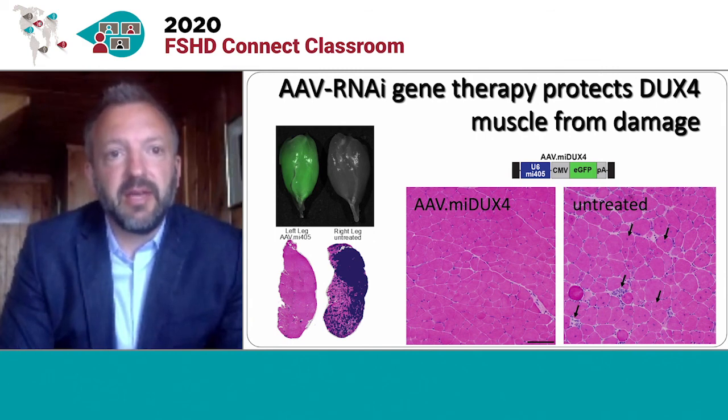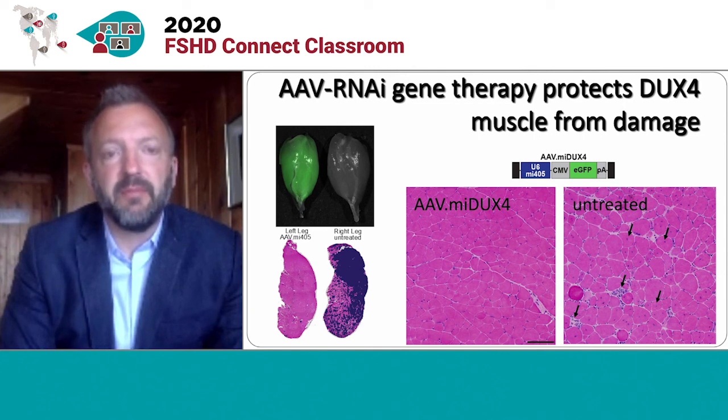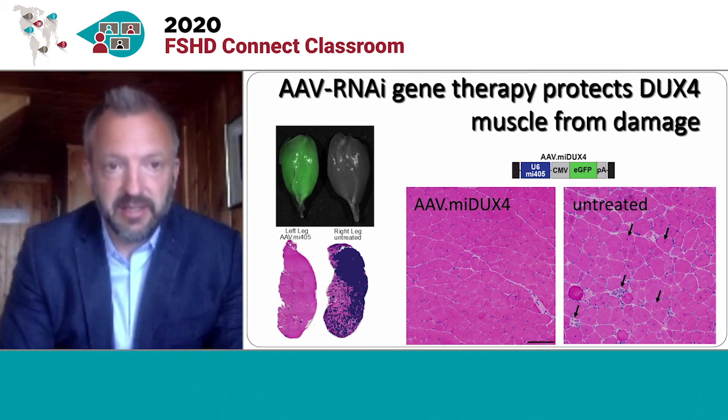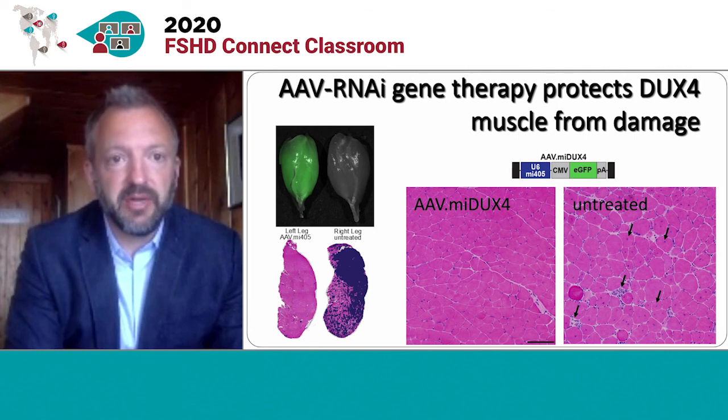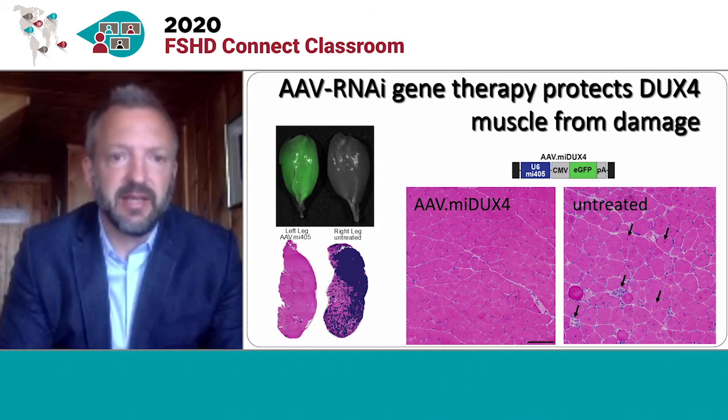And then finally, we look in mice. In this experiment, we've taken our mouse model that we've developed that expresses DUX4 and has FSHD-like symptoms. We've packaged our microRNA inside an adeno-associated viral vector and then injected one of these mice in one leg with the effective treatment, and the other leg we left uninjected, or we injected it with saline.